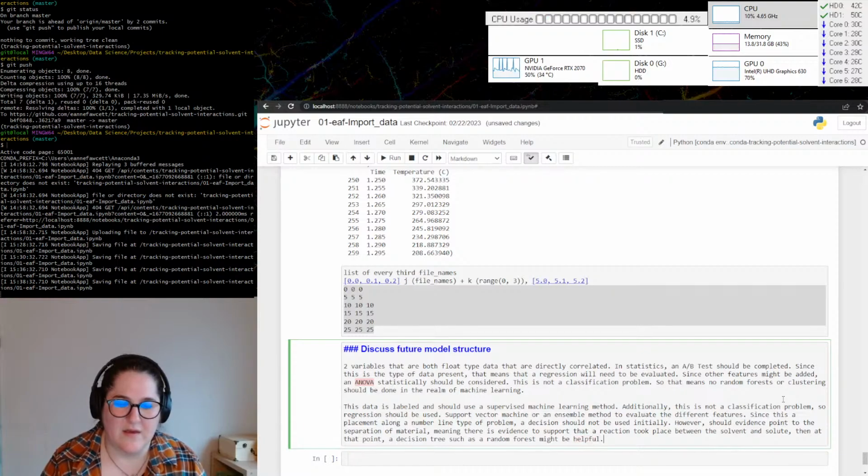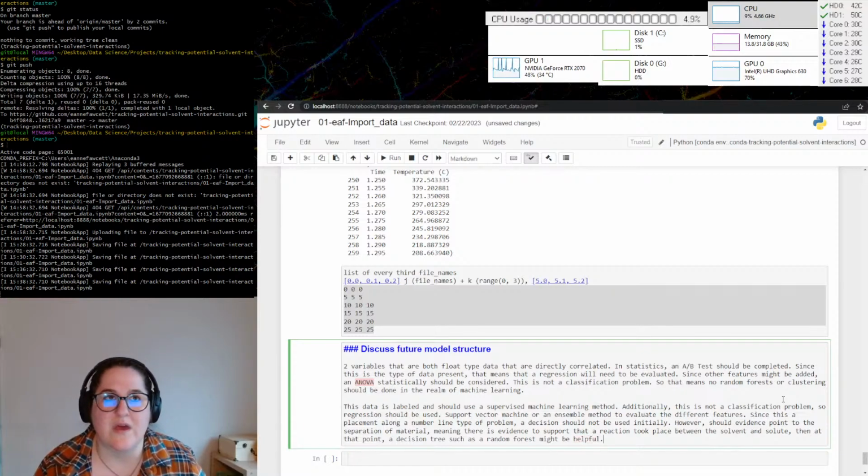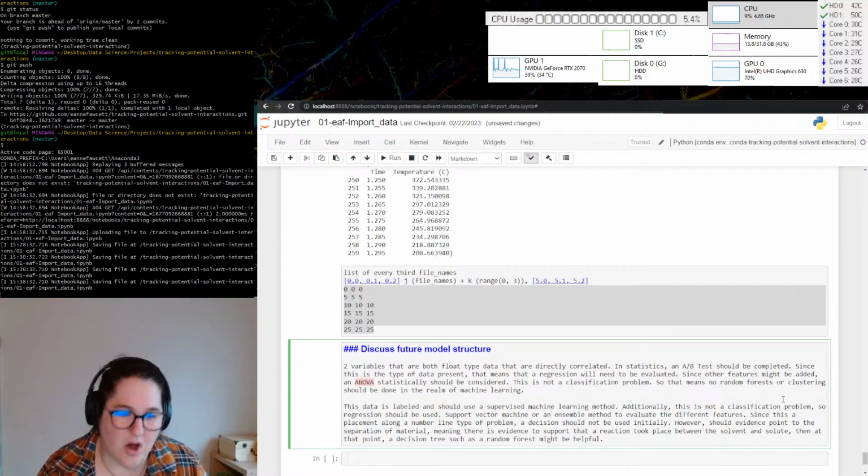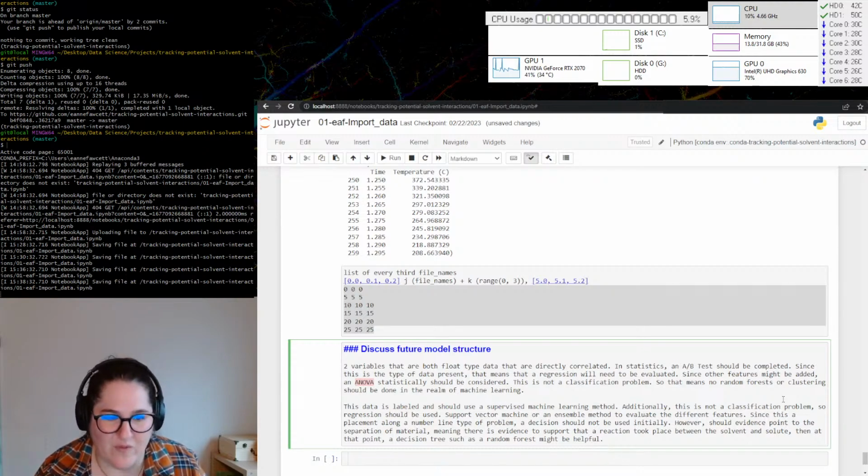So this kind of helps us figure out where we should navigate first, is kind of looking at the specific parameters that we're dealing with. We're dealing with two float variables that have a direct relationship with each other. That means also the data is labeled. We know what the concentrations are, and that's something that makes each data set unique and different from each other. So we have labels.